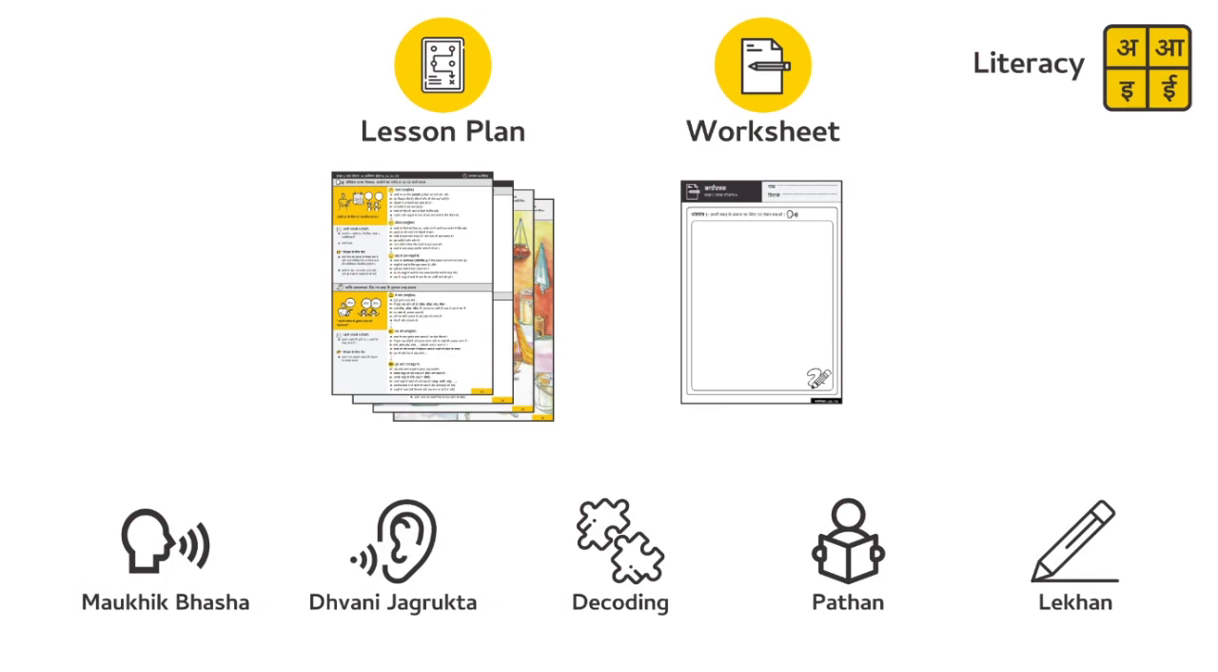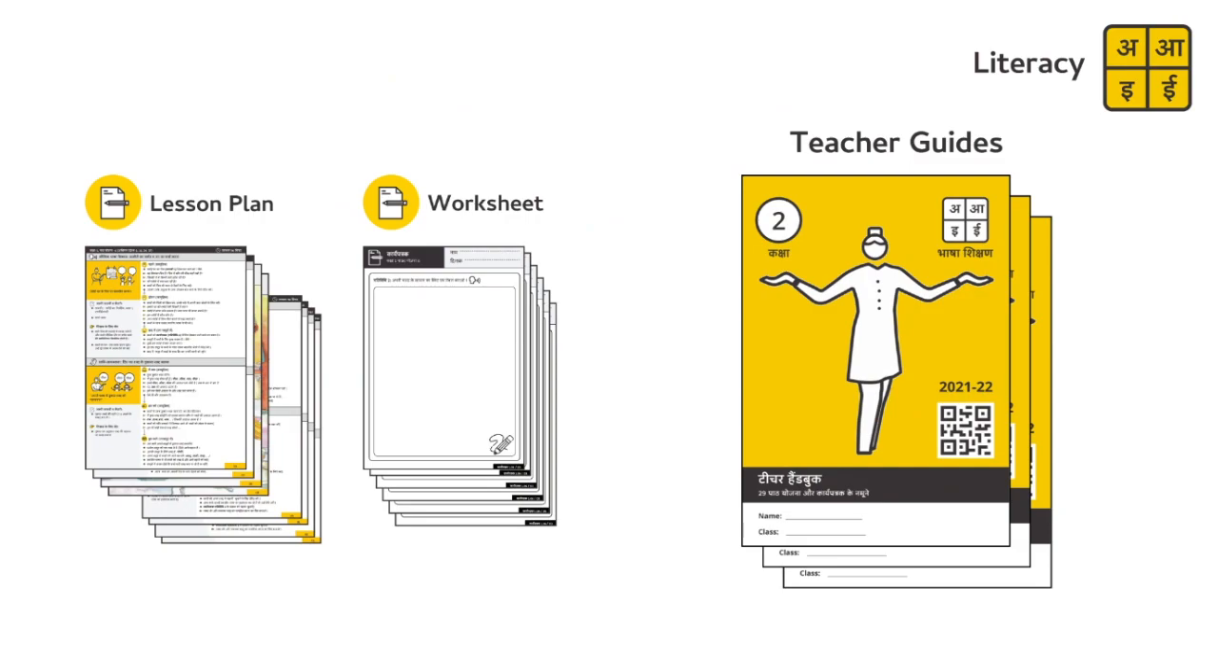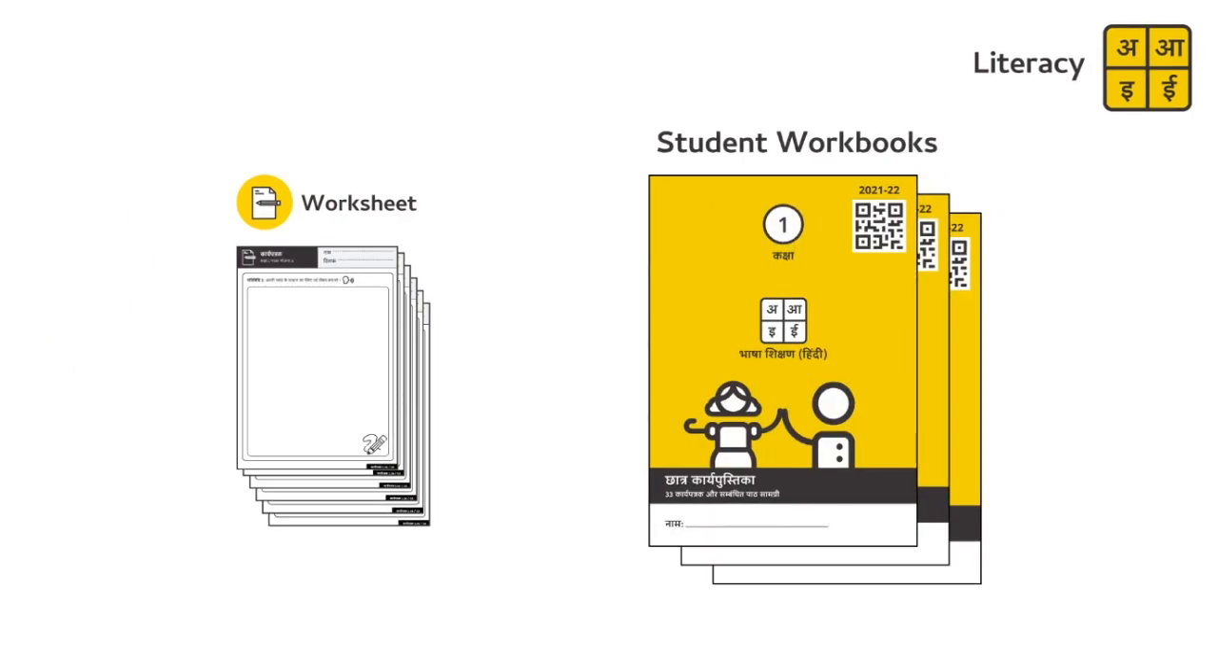The literacy program is divided into 5 domains: Maukhik Bhasha, Dhwani Jagrukta, Decoding, Pathan, and Lekhan. Each lesson plan includes instructions for at least 4 of these domains. All the lesson plans and worksheets together form the teacher guide or literacy compendium for each grade. There are 3 teacher guides for grade 1, 2, and 3. There are workbooks for each grade that combine all worksheets for student practice. There are 3 workbooks for grade 1, 2, and 3.